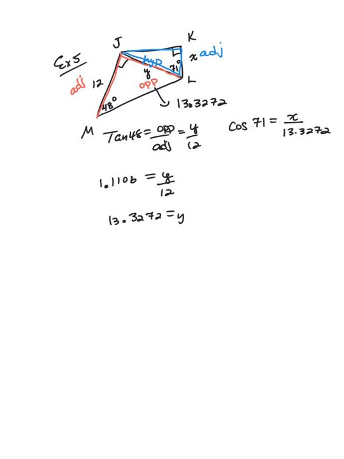So cosine of 71 is 0.3256. That's what it rounds to. And then when I multiply 0.3256 times 13.3272, to the nearest tenth, that comes out to be 4.3.